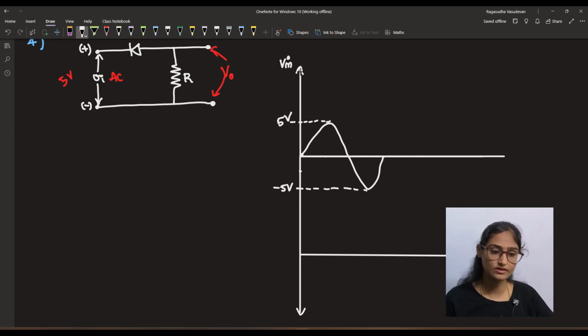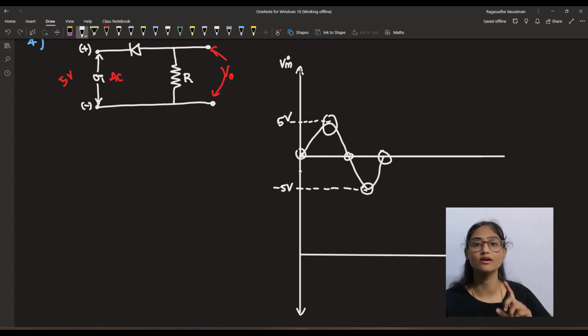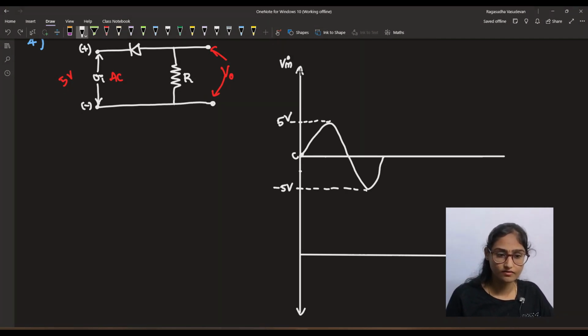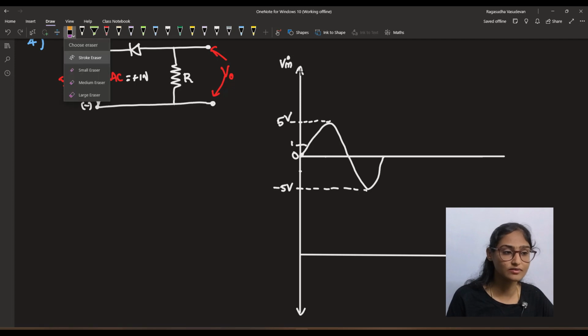The input voltage will increase from 0, it will reach a positive maximum, then it will reach 0 again, it will go to a negative maximum, then it will come to 0 again. This is one cycle of a sinusoidal wave. So in the positive half cycle, what will happen? Let us say for example 1 volt is the voltage at that particular instant. When this is equal to plus 1 volt, this diode will be reverse biased and hence you can replace this as an open circuit.